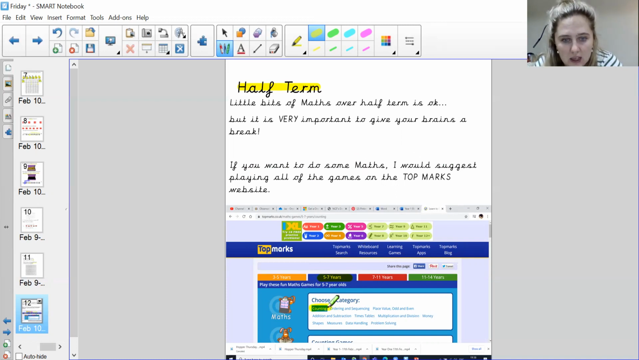So we've got counting, ordering and sequencing, place value, addition and subtraction, and you can do your times tables. That's counting in 2s and 5s, okay, but only 2s and 5s, please. And then if you want to look at any of the other games, that's fine, but we haven't done any of that yet. So those top ones are the main ones you should play, okay?